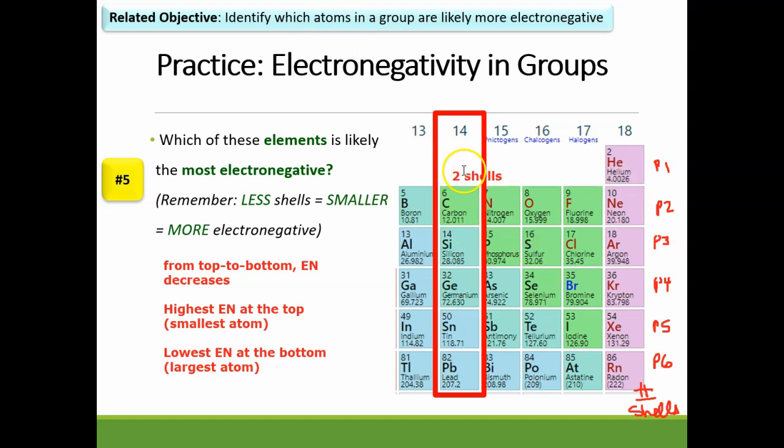If we take a look here at lead all the way at the bottom, lead is in period 6, and so that means that it has 6 shells. So in terms of size, we want to find the smallest one, and the smallest one is definitely going to be carbon. So carbon at the top is our smallest one, and that one is therefore the most electronegative, right? It is the smallest. All right, go ahead, pause the video. That's our answer for number 5. Make sure that that makes sense because the next one you need to complete on your own.